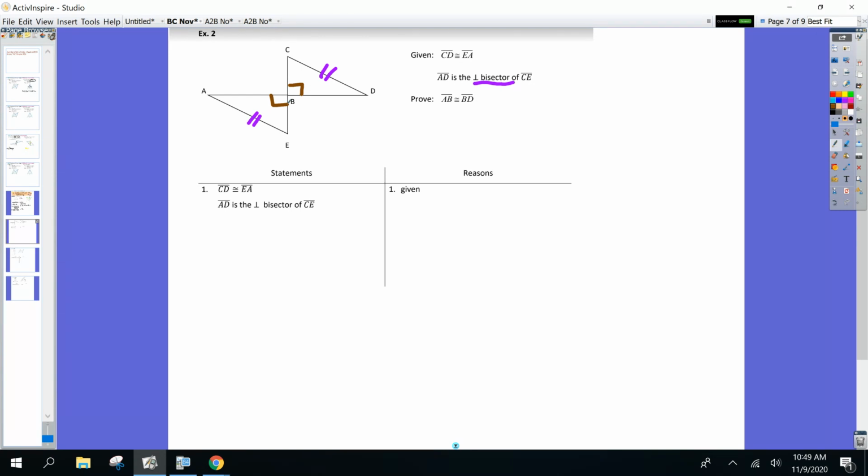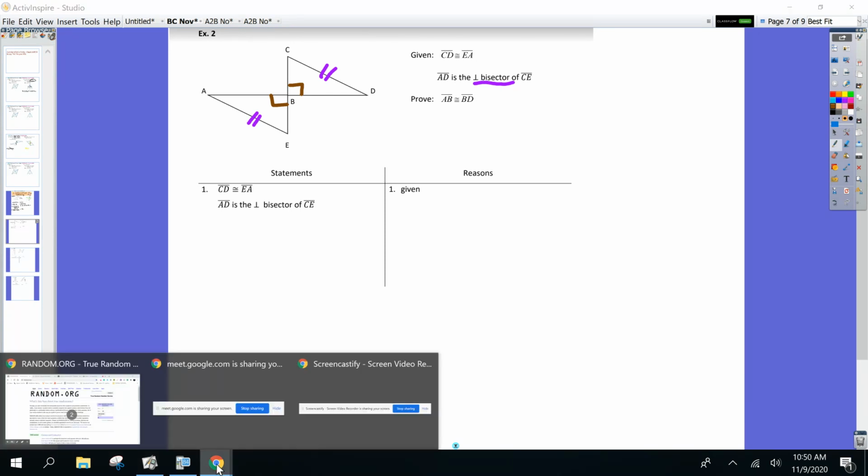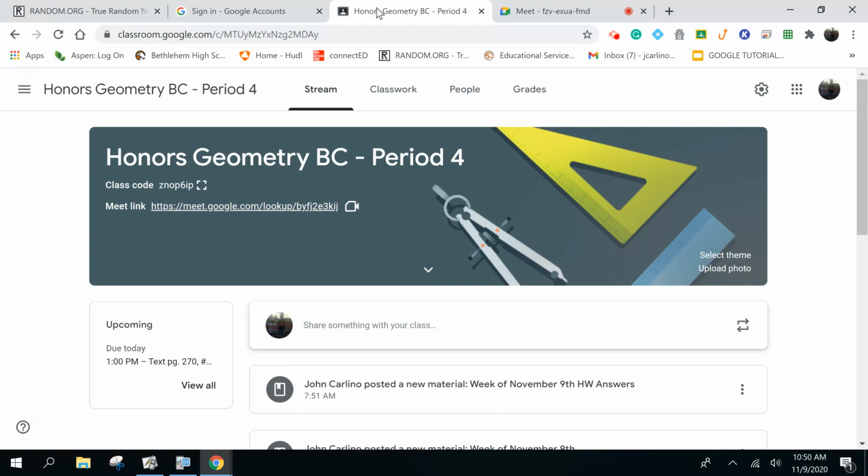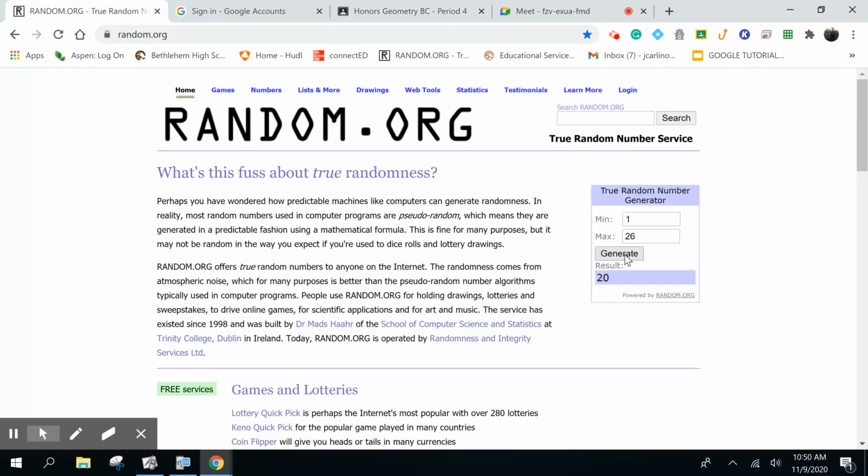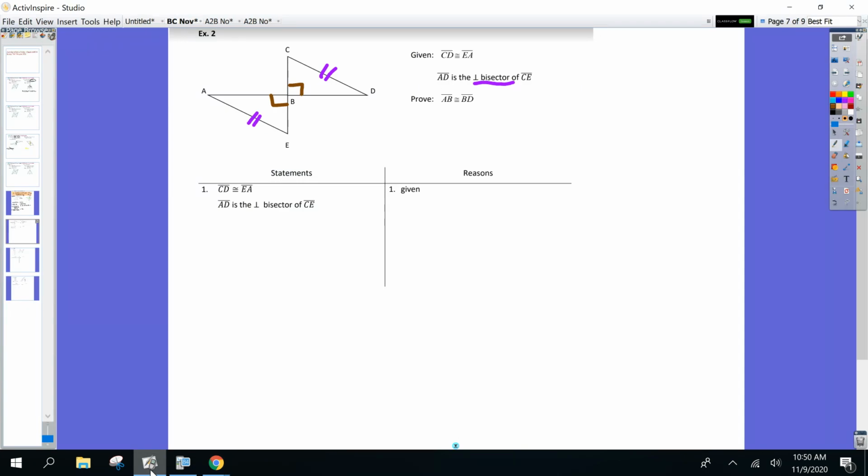Not only is it forming right angles, but CE is getting bisected. I'm going to need somebody to tell me a pair of segments up here that are congruent now. CE is the one being bisected. Name a pair of segments that are equal. Radhika, I told you you're going to get your time. CB and BE. Yep, congruent by being a bisector. Good.